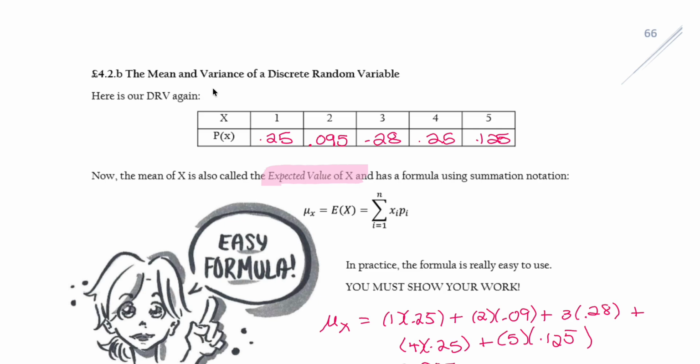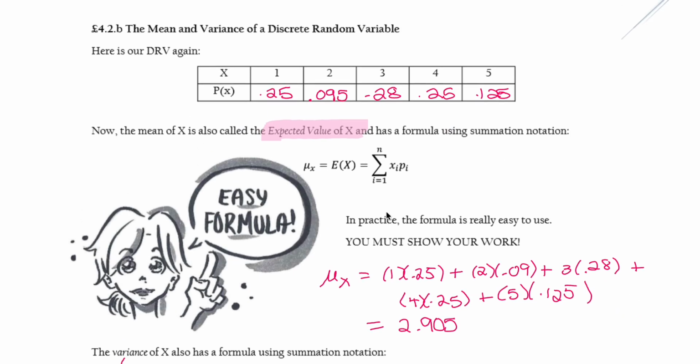So moving on to the mean and variance of a discrete random variable. Here is our DRV again. DRV is just shorthand for discrete random variable. Now the mean of x is also called the expected value of x and has a formula using summation notation. This formula may look pretty confusing at first glance, but let me explain. E of x means the expected value of x. The summation notation is the sum of each value, starting from 1 to the nth value. And what you're going to do is use x sub i times p sub i, so each number times its relative frequency.